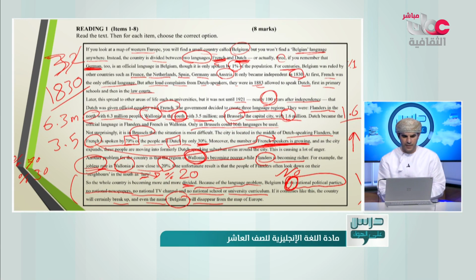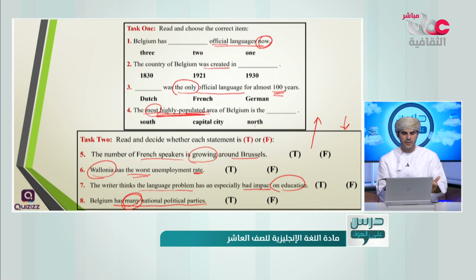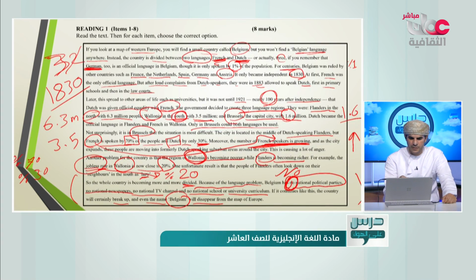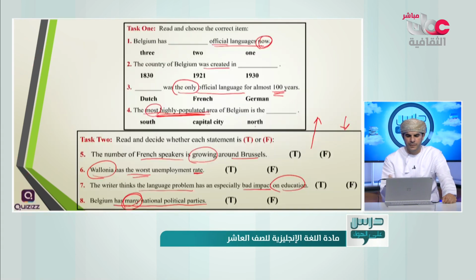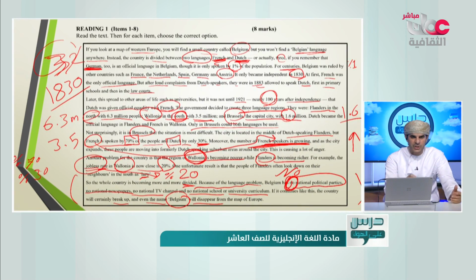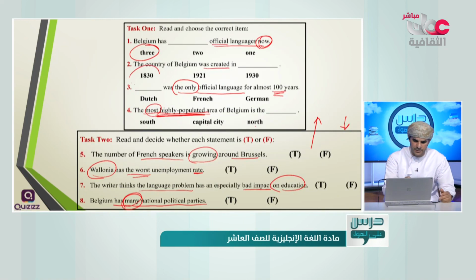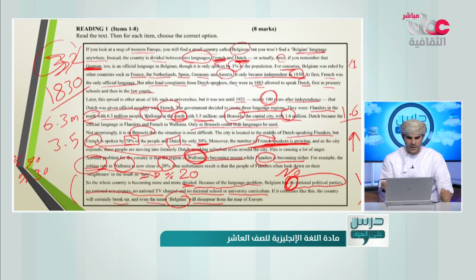Now let's go to the answers. As I promised you, you can answer in seconds. Look here, Belgium has how many official languages? Three. So three official languages. It's a piece of cake. The country of Belgium was created in 1830 when it became independent. So 1830 was the only official language for almost 100 years. Let's go back here. 100 years.